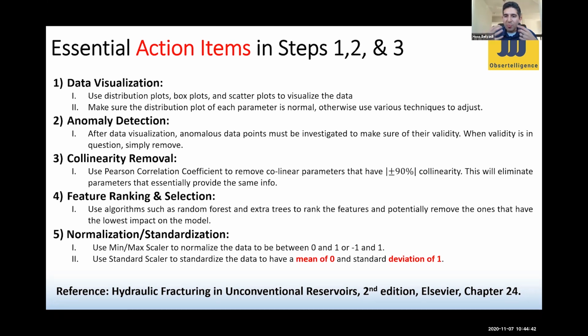So you want to remove those collinear features, the features that are similar to one another, before you apply machine learning, before you start training a machine learning model. Remember, if they provide you the same information, why would you include both parameters? Or remove redundant features that provide you the same information.